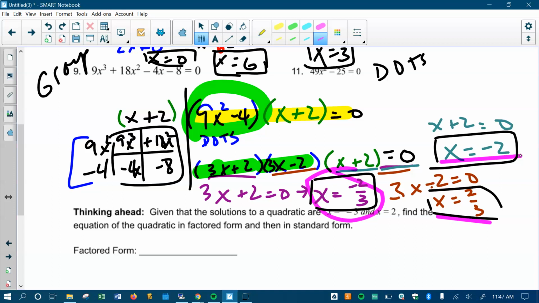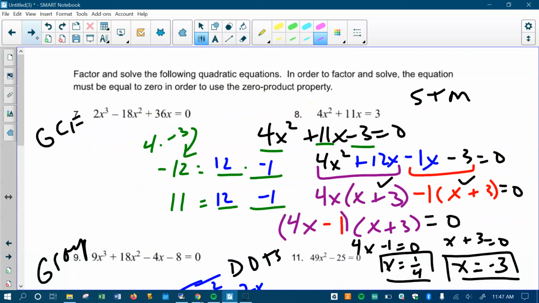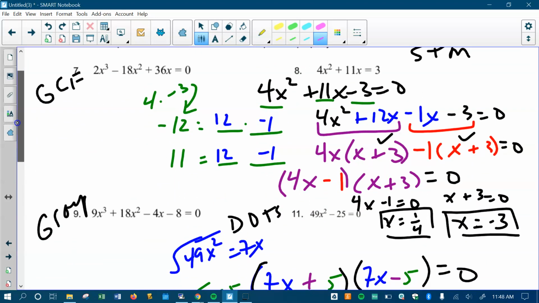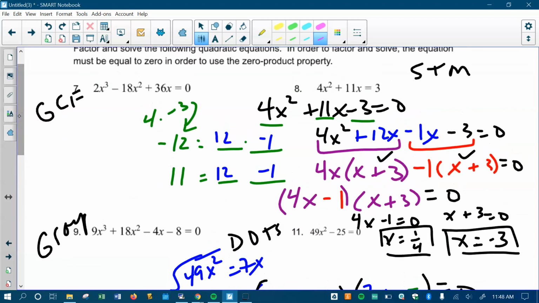For number 8 was here. You needed to move the 3 over to number 1 because you always want to set this equal to 0 before you factor. And I had to multiply a times c together. If you weren't sure what a and c were, it was 4 and negative 3. I multiplied those together to get a negative 12. But then I was also looking for something added to get 11. 12 and negative 1 worked for me. So what I did is I factored by grouping, by splitting the middle. So that's where that 12x and minus 1x came from, the 12 and minus 1.